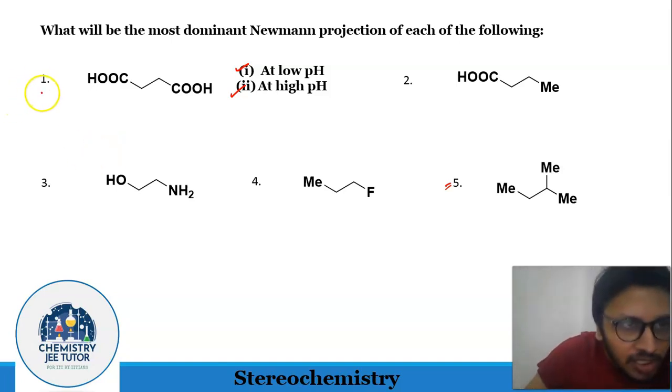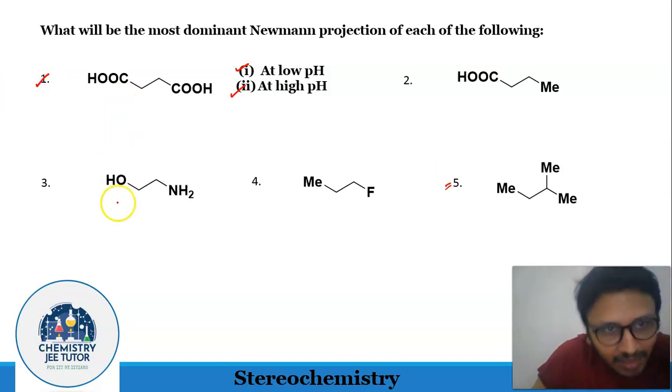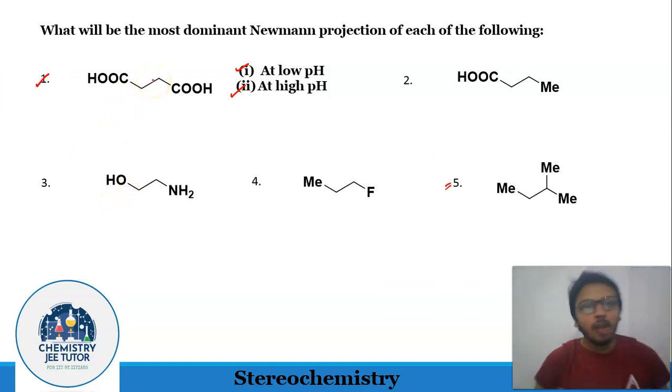Okay, the first question states that we have a diacid. Now acids, we know, have an OH group, so it should help in hydrogen bonding. So it should undergo hydrogen bonding. I talked about this in the last class.